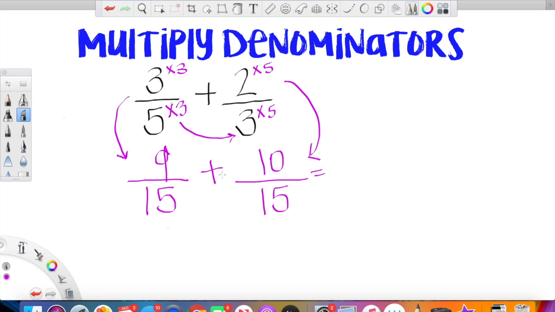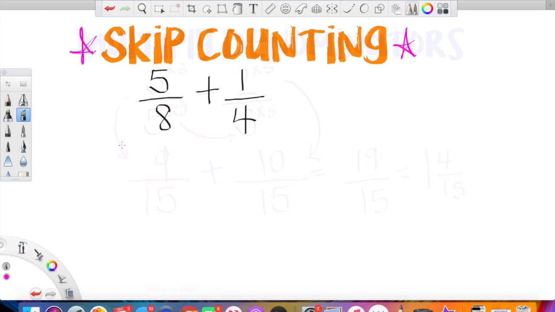Now we can just evaluate our expression. We're looking at 9 plus 10, which is 19, and our denominators stay the same, 15. 19/15ths, we can go ahead and simplify this as 1 and 4/15ths. Very simple way to find a common denominator. Just multiply the denominators to find a common denominator.